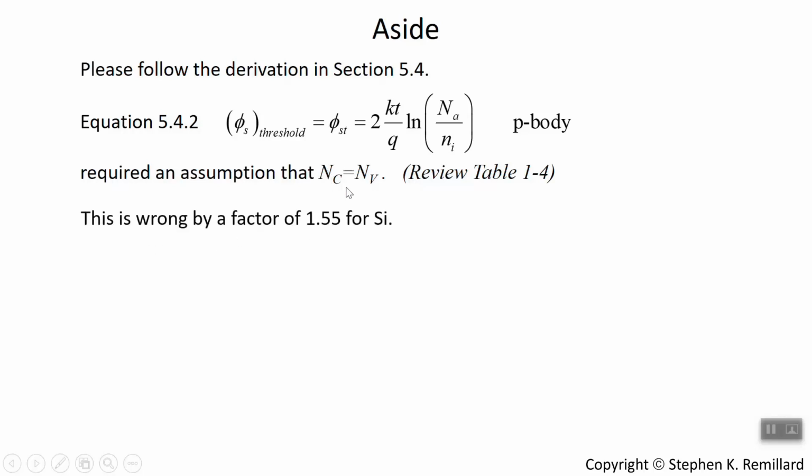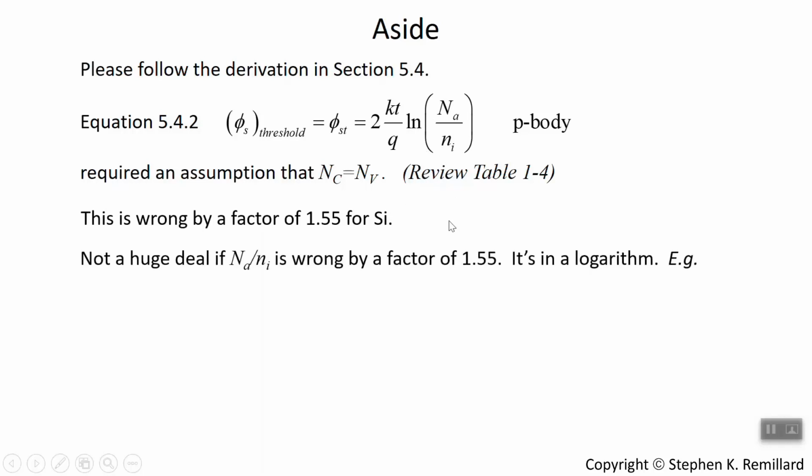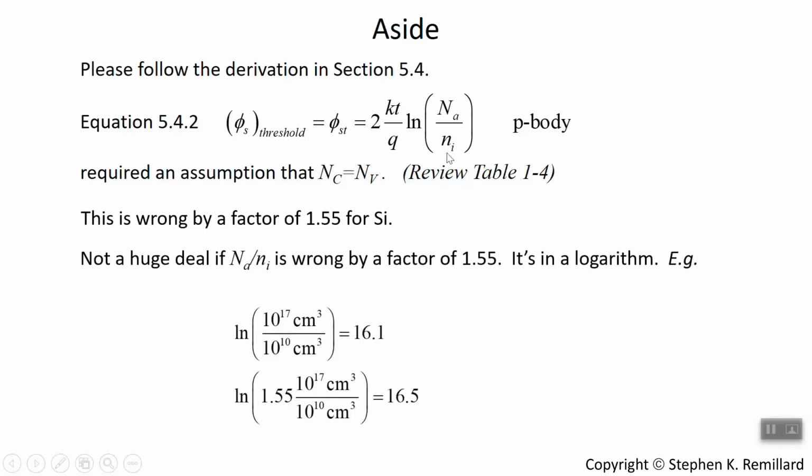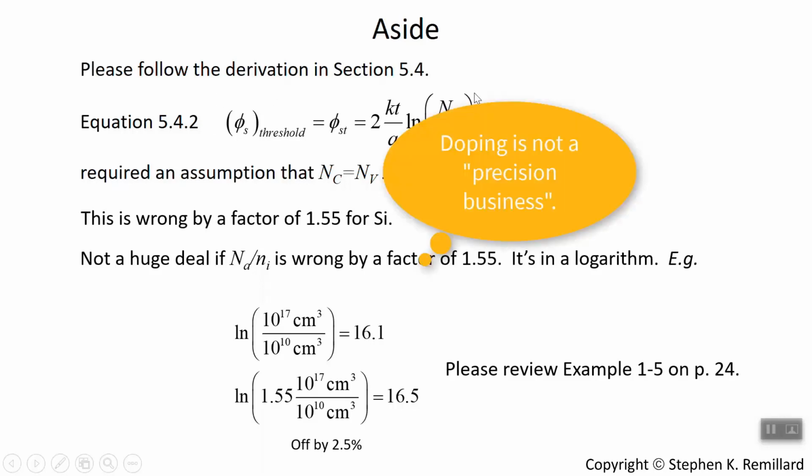So in silicon, if you made this assumption, whatever's in this logarithm will be wrong by a factor of 1.55. But it's in a logarithm, so it really isn't going to be a big deal. N sub i is 10 to the 10th. The typical doping level is 10 to the 17th. Okay, so try them. Natural log of 10 to the 17th over 10 to the 10th is 16.1, but shifted up by a factor of 1.55 and you get 16.5. So using typical values, this assumption is off by 2.5%, which you may have figured out by now in this business. This is not a precision business here. So that's something you could probably live with.